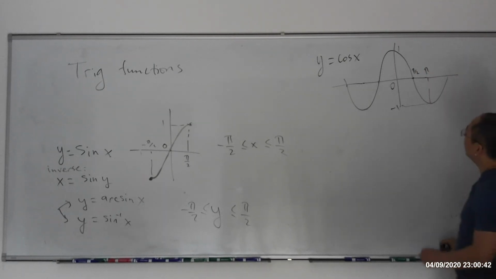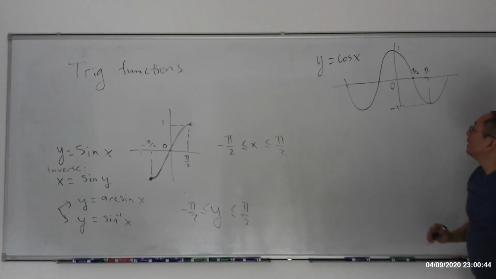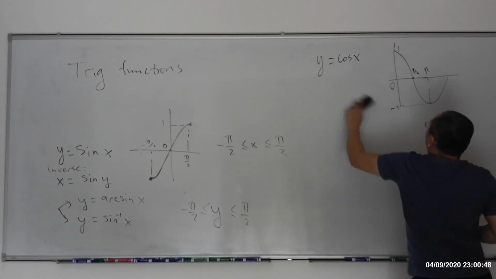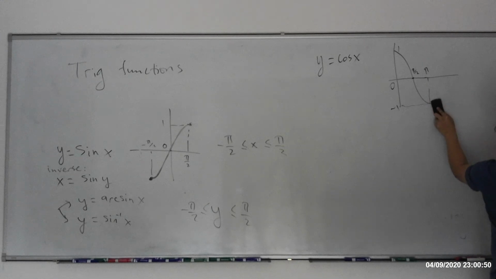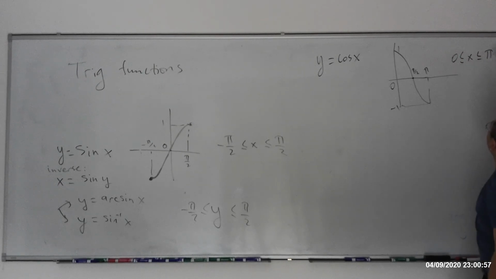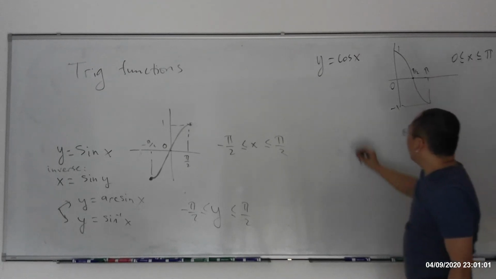Same idea as before. We want to restrict the domain so that we have a one-to-one function. We're going to restrict x from 0 to pi. Okay, so 0 less than or equal to x, less than or equal to pi, now that the function is one-to-one, so we can have the inverse.